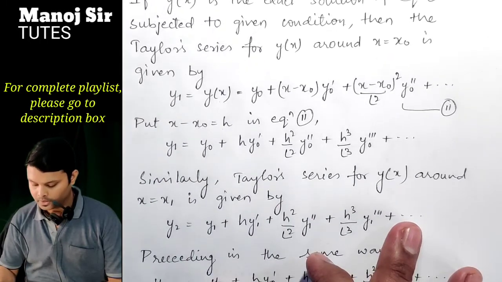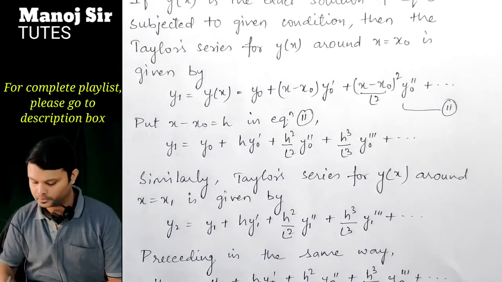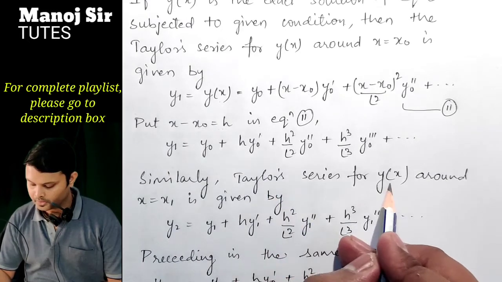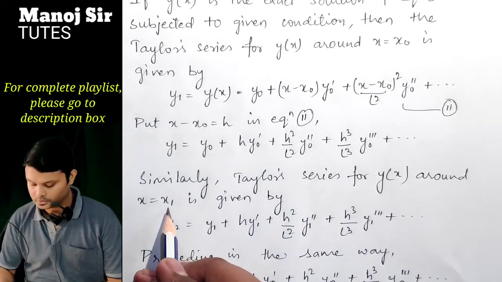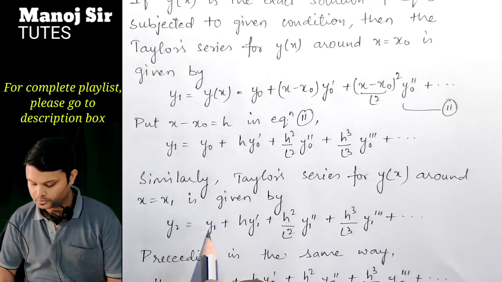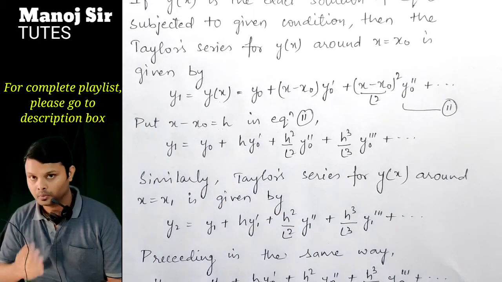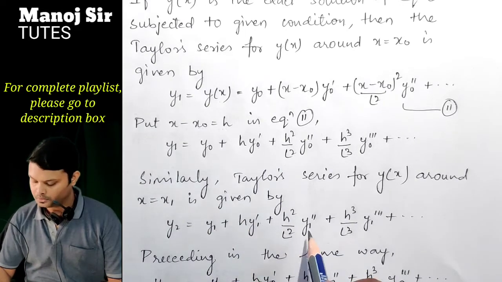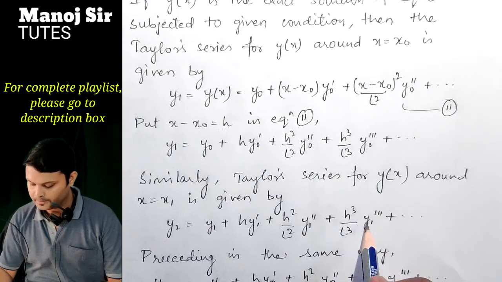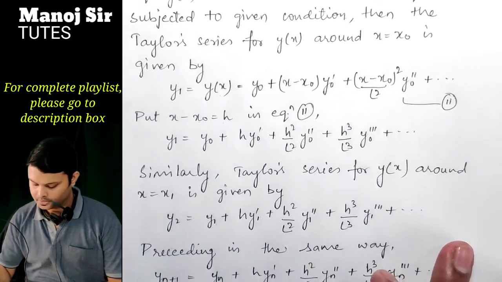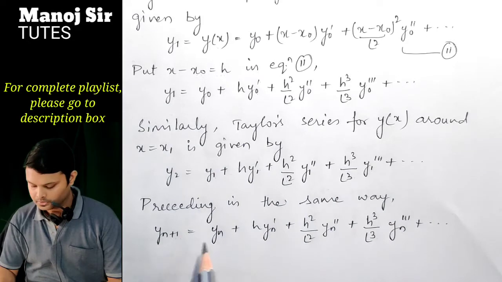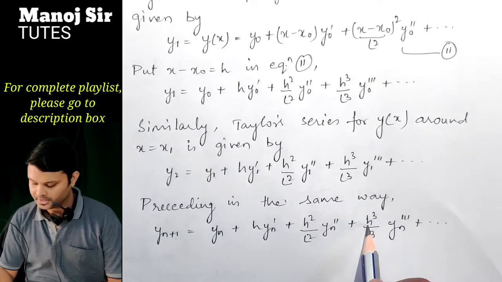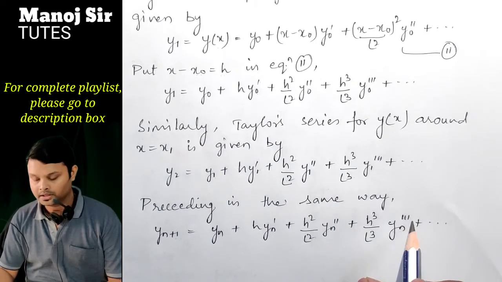After finding y1, if you are interested in finding the value of y2, then similarly the Taylor series for y of x around x equals x1 is given by y2 equals, in place of y0 we need to put y1. So y1 plus h into y1 dash plus h square upon factorial 2, y1 double dash plus h cube upon factorial 3, y1 triple dash, and so on. In the same way, y n plus 1 is y n plus h into y n dash plus h square upon factorial 2, y n double dash plus h cube upon factorial 3, y n triple dash, and so on.